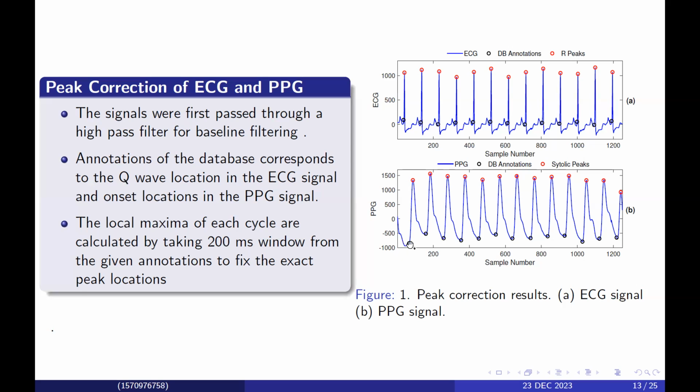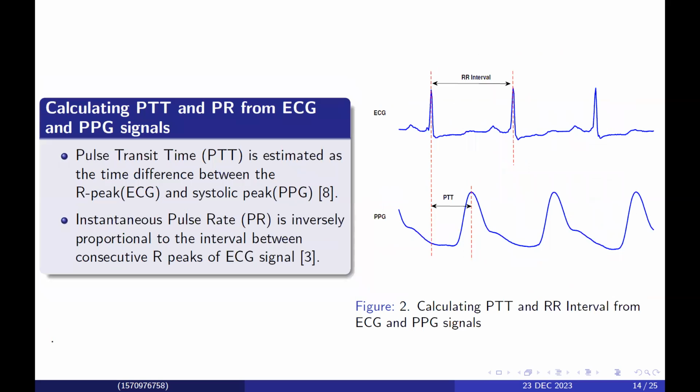Similarly, we are doing this for PPG also. We take a 200 millisecond window from the given annotation and find the local maxima, and we get the systolic peak location. Once we have both R peaks and systolic peaks, we can calculate the PTT as the time difference between the R peak of the ECG and the systolic peak of the PPG. We also calculate the RR interval as the difference between consecutive R peaks. This RR interval is essential for calculating the pulse rate. Pulse rate is inversely proportional to the RR interval.